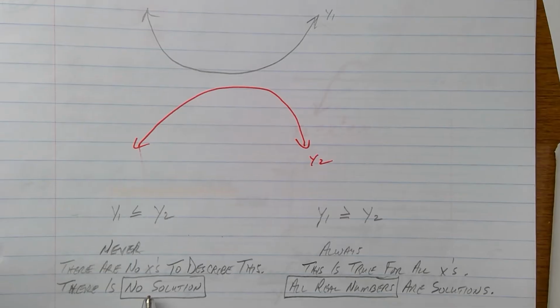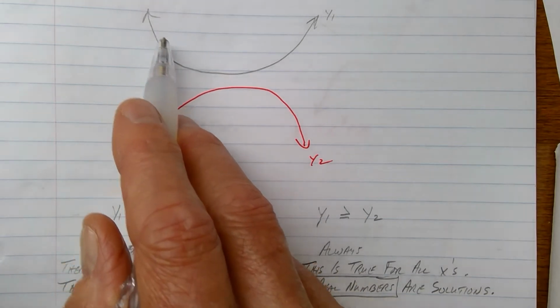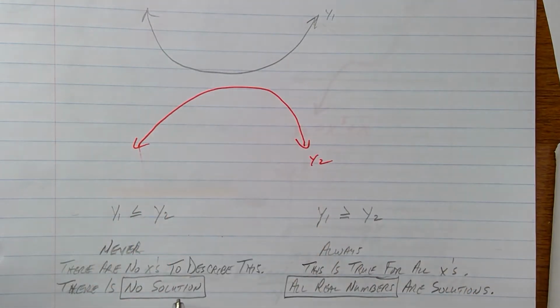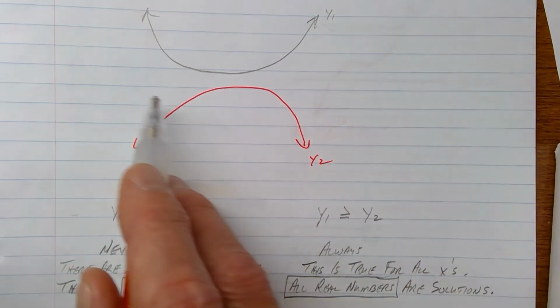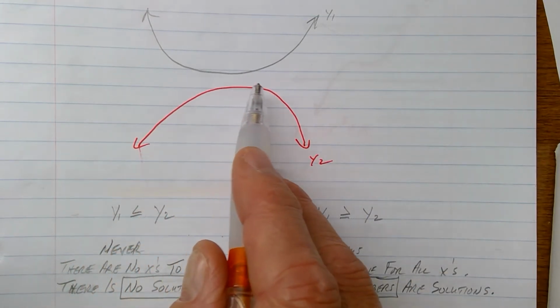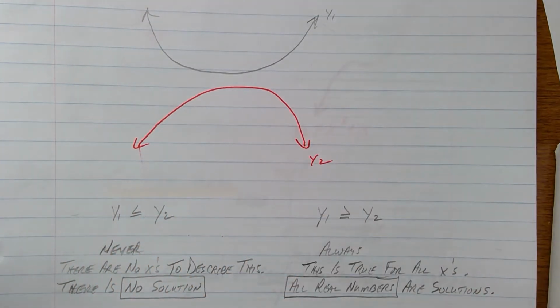There's no solution. If I turn it around the other way and ask you, when is y1, the black curve, greater than or above y2, the red curve? Well, it's always above the red curve. And if I had this x-axis in here with numbers on it, I'd say, well, for every one of those numbers on the x-axis, this situation is true. So since this situation is true for any number you can think of, I would say that all real numbers are solutions.